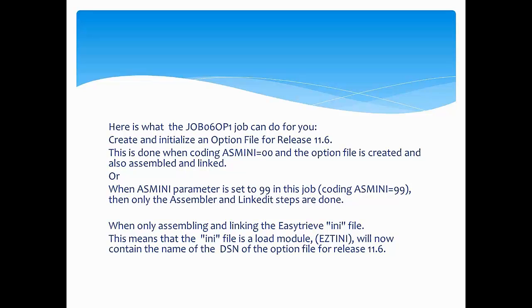Now you may be asking, what does that mean, assemble and link edit? What that means is that when you assemble and link edit it, the Easytrieve INI member of your CBAA load data set will now contain the name of the DSN of the option file for Release 11.6. Again, when this is done, then you do not need to have a DD statement for your option file in the JCL. It will automatically pick it up from the Easytrieve INI member located in your CBAA load dataset, member Easytrieve INI.